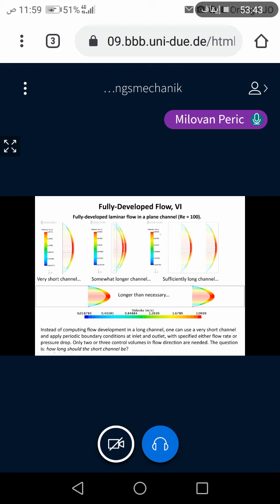But if you look at the scales, the velocity scale, for the middle one, the sufficiently long and the longer than necessary, we have the same maximum and minimum velocity. So it means the solution, the fully developed solution, is the same in all of these cases. But the first one has different numbers. So the first one did not converge to the same solution, and as I will show later, it also has convergence problems.